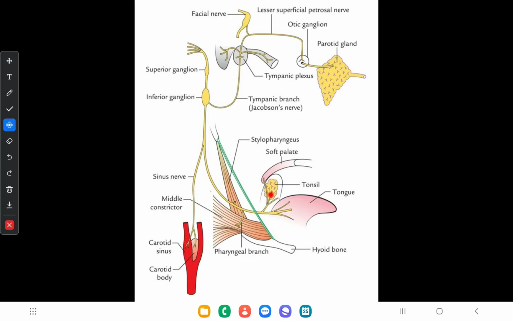Remember that as well. So that's all about the clinical aspects related to this glossopharyngeal nerve.